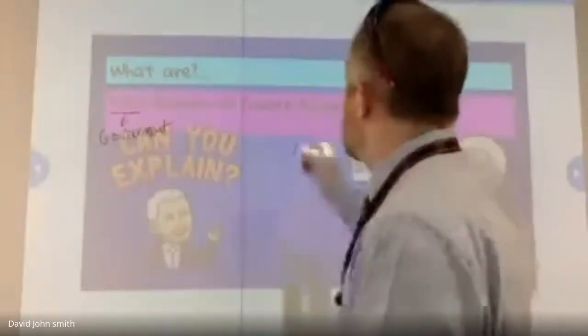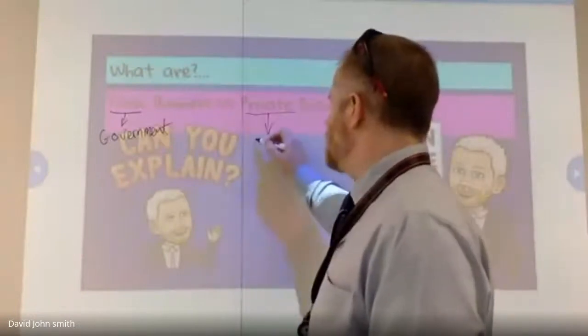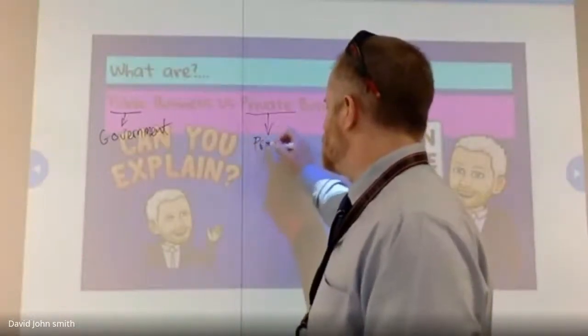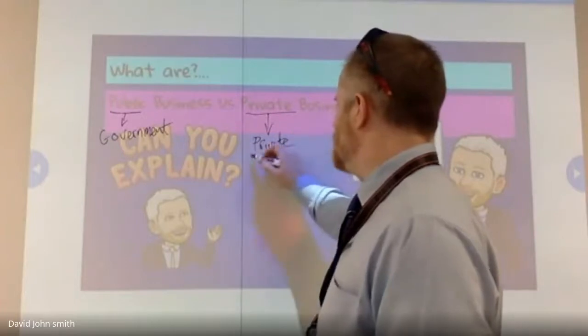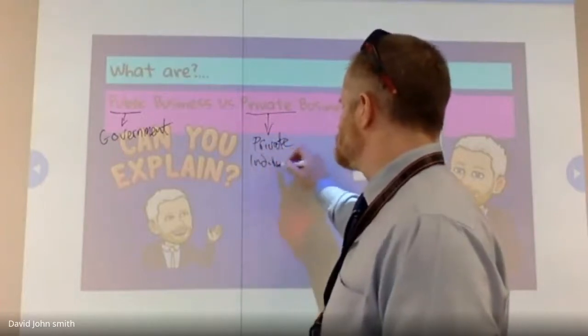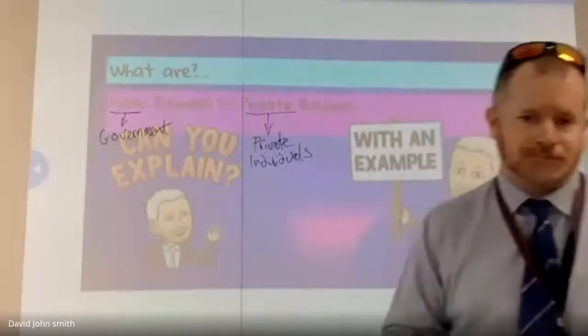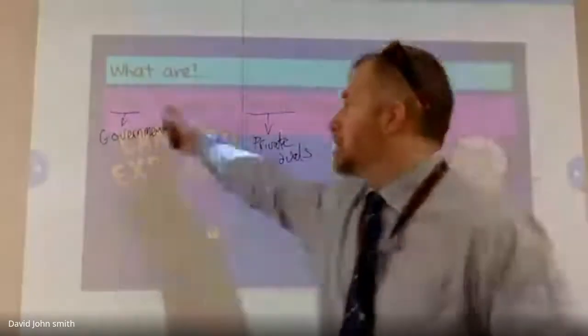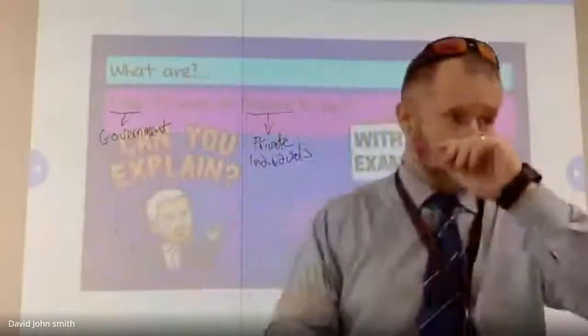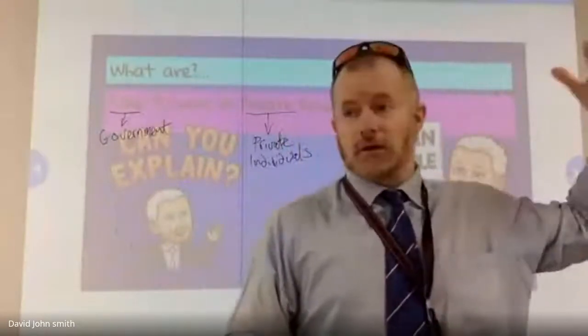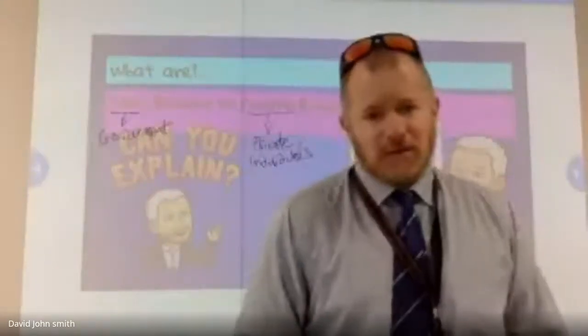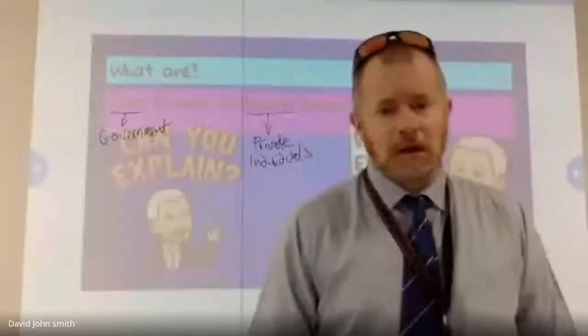Private businesses, they are owned by private individuals in the market. So public businesses might be, say here, the water company. Is that a government-run business here in Malaysia? I don't know. I'm assuming it is.